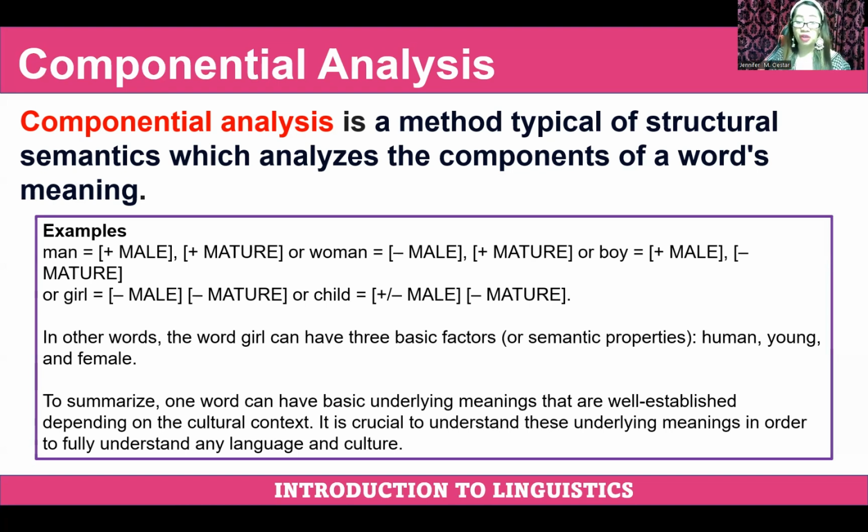So, ito po yung ating definition. In other words, the word girl can have three basic factors or semantic properties. So, ano po yung nabanggit natin? Yes, a girl is a human, a girl is young, and a girl is female. So, yun po yung componential or basic factors niya or properties. Then another, to summarize, one word can have basic underlying meanings that are well established depending on the cultural context. So it is crucial to understand these underlying meanings in order to fully understand any language and culture.